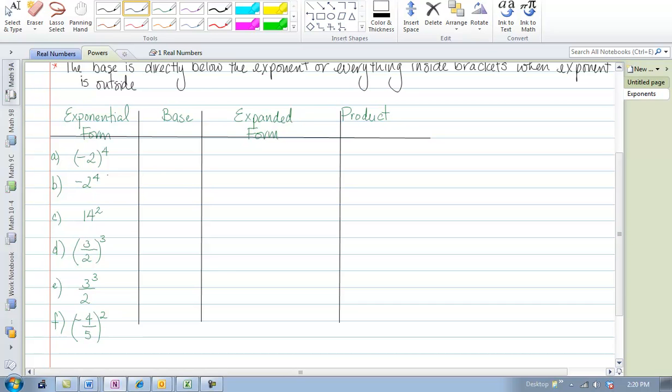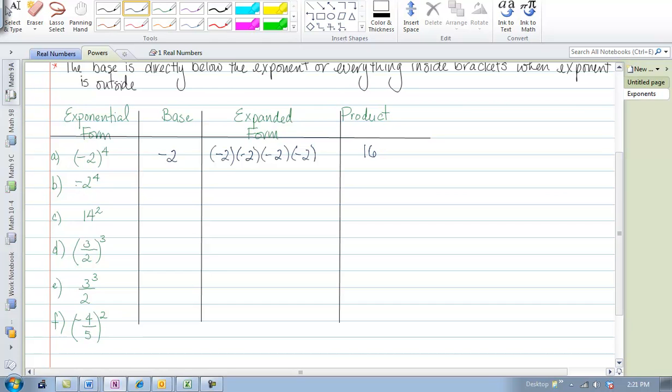compare with my answers. So in the first case, -2 all to the 4th, meaning everything's in brackets, so the base is everything inside, so the base is -2, and so that tells us that in expanded form, -2 is being multiplied by itself 4 times. And I can use brackets to show multiplication, or I can use the times symbol, and the product, -2 times -2 is +4, times -2 is -8, times -2 again is then +16.